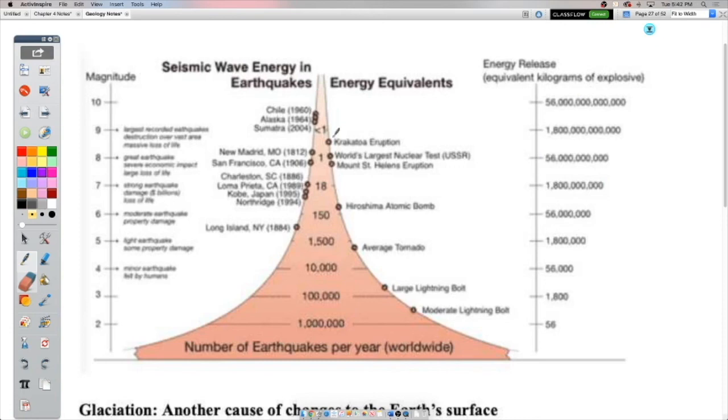So you can look at some of the stuff on here, right? Things like the world's largest nuclear test ever, still less energy released than even an 8.0 earthquake, okay? So these things are serious. There's a lot of energy involved here as that builds up, and it's just like the rulers slapping, only on a way bigger scale, right?